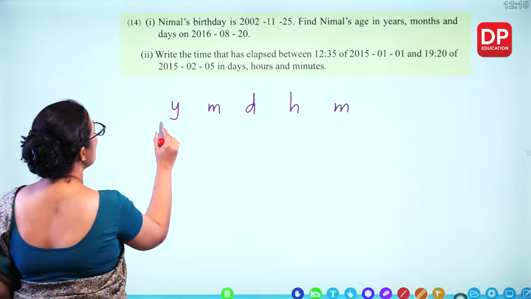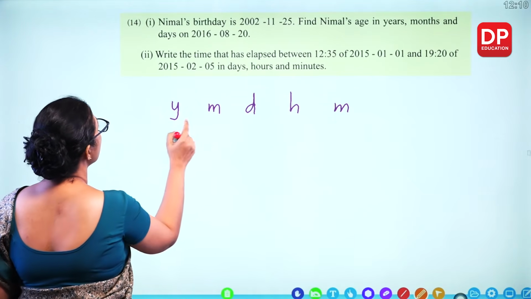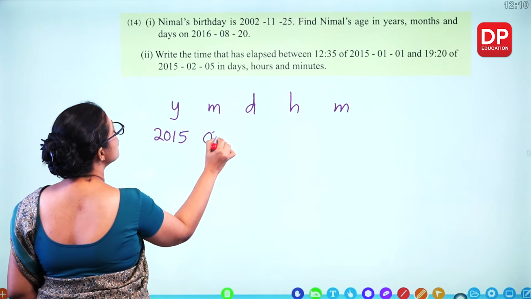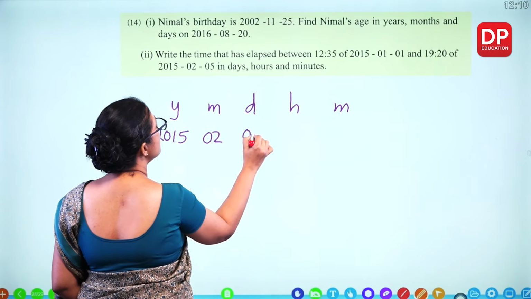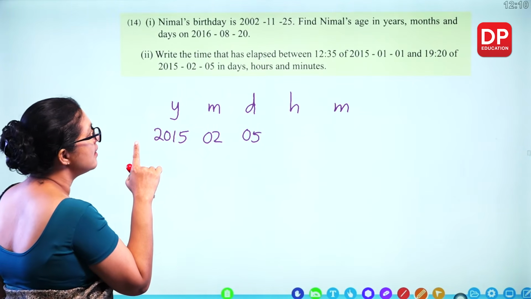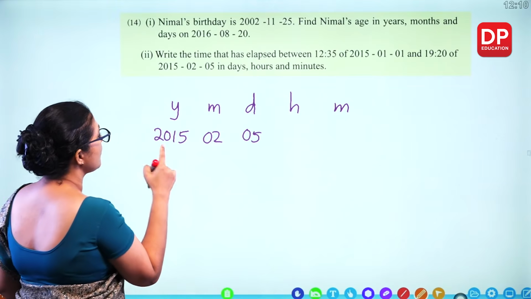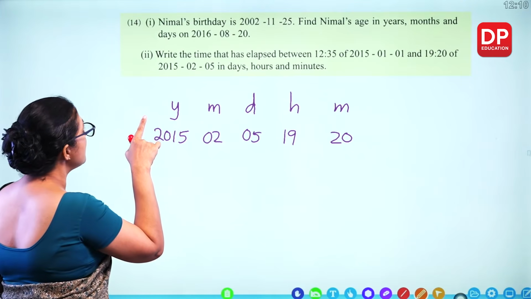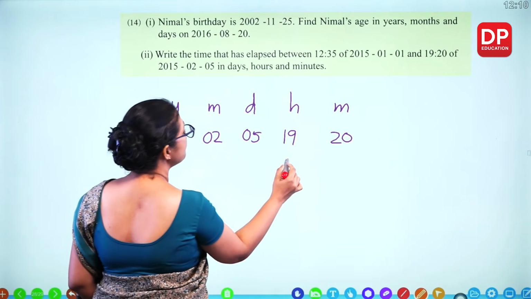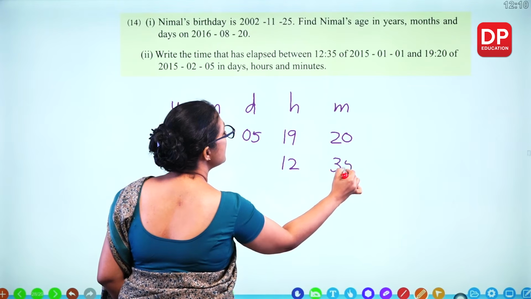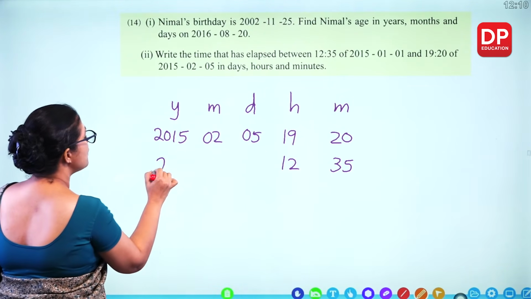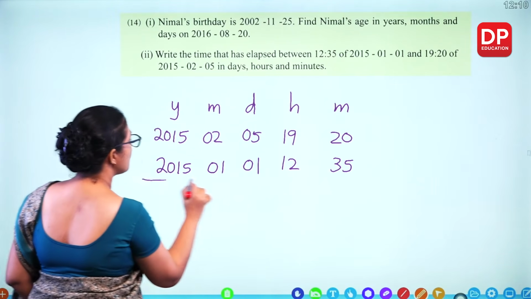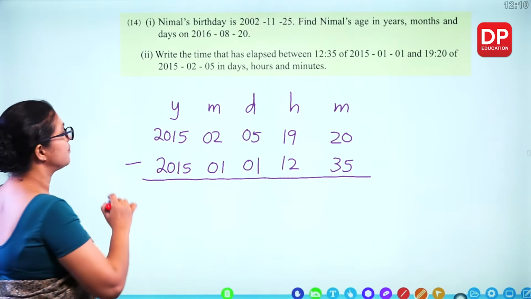So what's the date? 2015, and this one first. 2015, month 2, 5 days. And here 19/20, 19 hours, 20 minutes. And the previous one is 12/35, here, and 2015, 1. So you need to find out the difference.